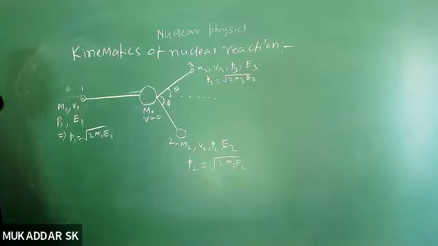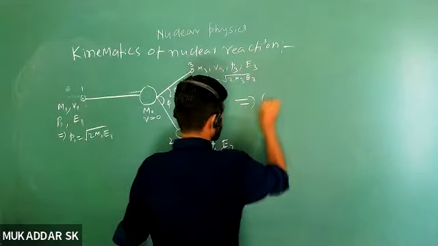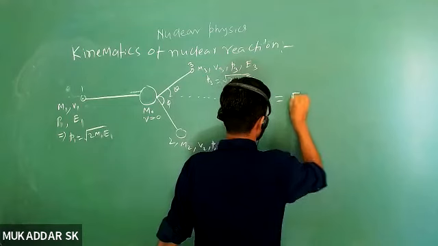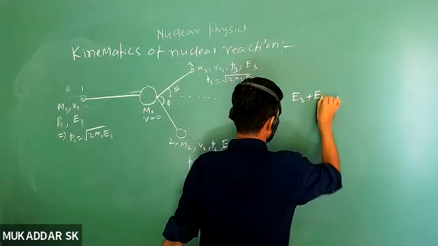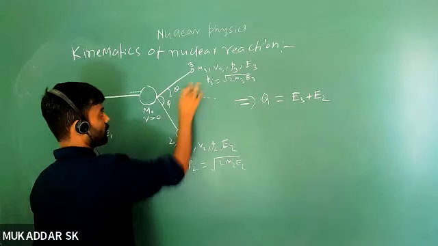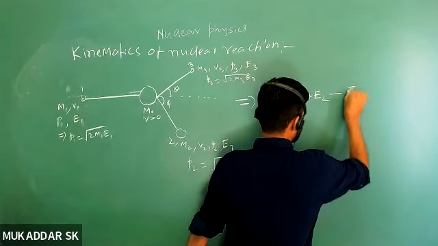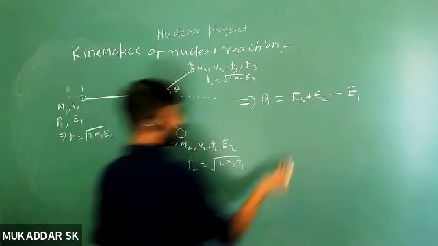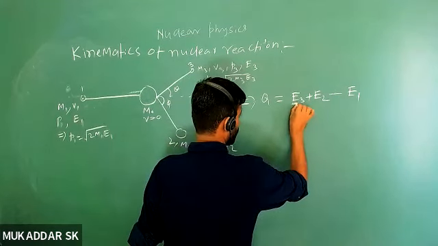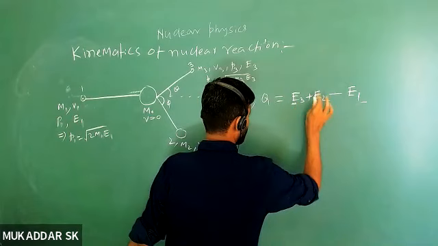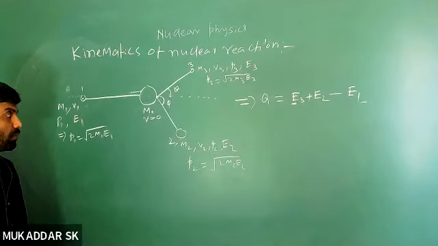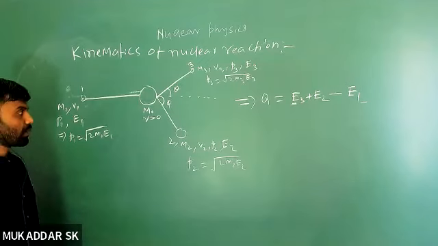Now what will be the Q value of this reaction? So can we write Q equals to how much? Kinetic energy of products, so it will be E3 plus E2, because the products are 2 and 3, minus E1, because the target particle is at rest. In most cases in the exam they will provide you E3 and E1, but you have to calculate E2. So how will you calculate E2? In any nuclear reaction, linear momentum will be conserved, or components of linear momentum will be conserved.